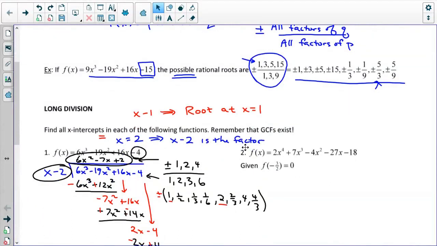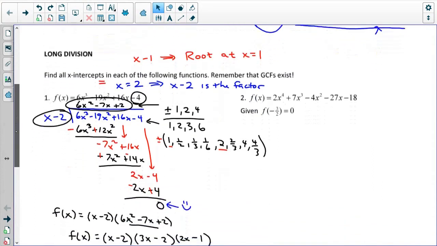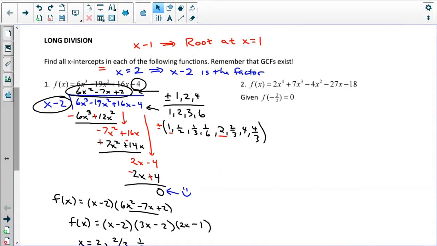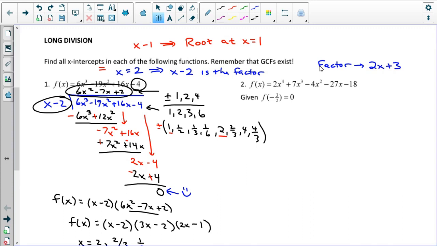Problem 2. They're very generous, and in problem 2 they give us one of the answers. They tell us that negative 3/2 is a root. So if negative 3/2 is a root, that means the factor is going to be 2x plus 3, because if 2x plus 3 equals 0, that means negative 3/2 is the x-intercept. So they give me one of the answers, and all I have to do is perform the operation.